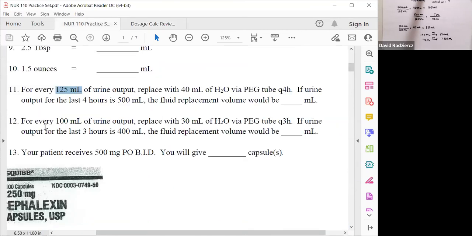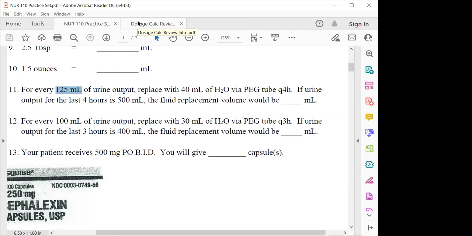So for number 12, for practice, let's just go through this conceptually before you do anything. If you haven't written anything, what number would I put on top in that equation of actual output? The 100, the 30, or the 400? 400. Good. So you're going to put the 400 milliliters on top. What number are you going to put on the bottom? 100 or 30? 100. You got it.